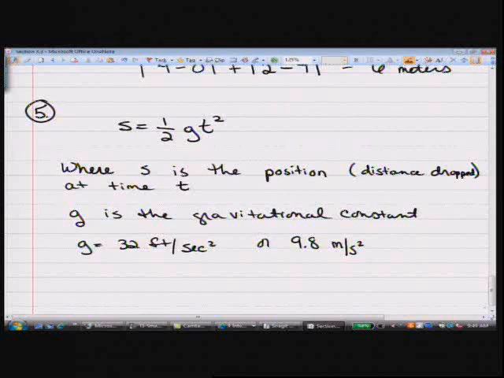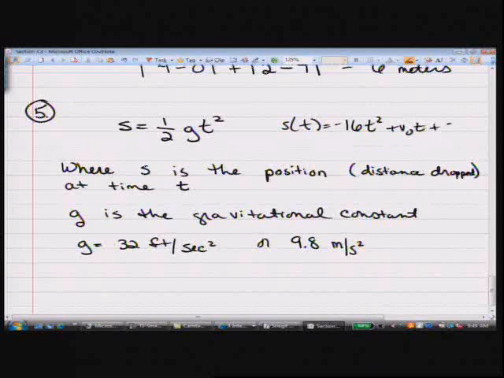And you've also seen this equation a million times: negative 16 t squared plus v naught t plus h naught. Have y'all seen this one? s of t equals negative 16 t squared plus v naught t plus s naught. Sometimes they call this h naught. This is the position, the distance dropped at a particular time t. And it's just the distance dropped.